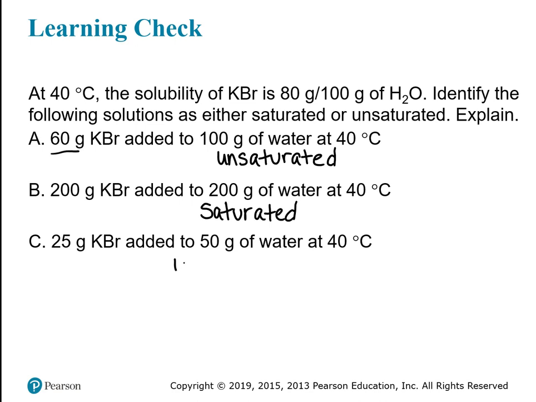Right. It's unsaturated. It's absolutely less than 80 grams of potassium bromide in 100 grams of water. It's more like the equivalent of 50 grams in 100 grams of water. So you're going to need to be able to do those kinds of questions about solubility. It seems like folks are pretty good here.